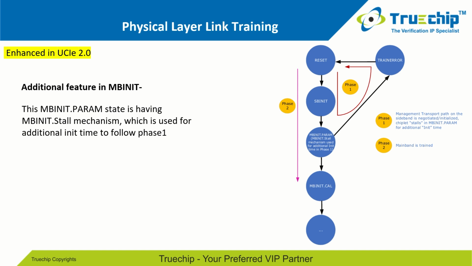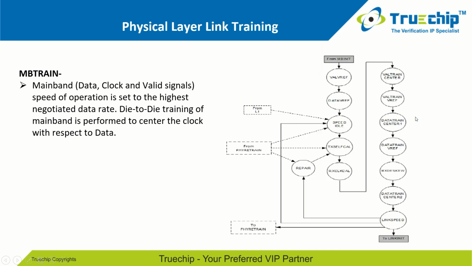Now there is an enhancement in UCIe 2.0, which is a feature in the MB-init state. There is a state, MB-init param state, which has an MB-init stall mechanism, used for additional init time to follow phase 1. We can see in the diagram that the PHY layer, when it goes through the MB-init param to the train error, then it moves to the reset, which is called phase 1.